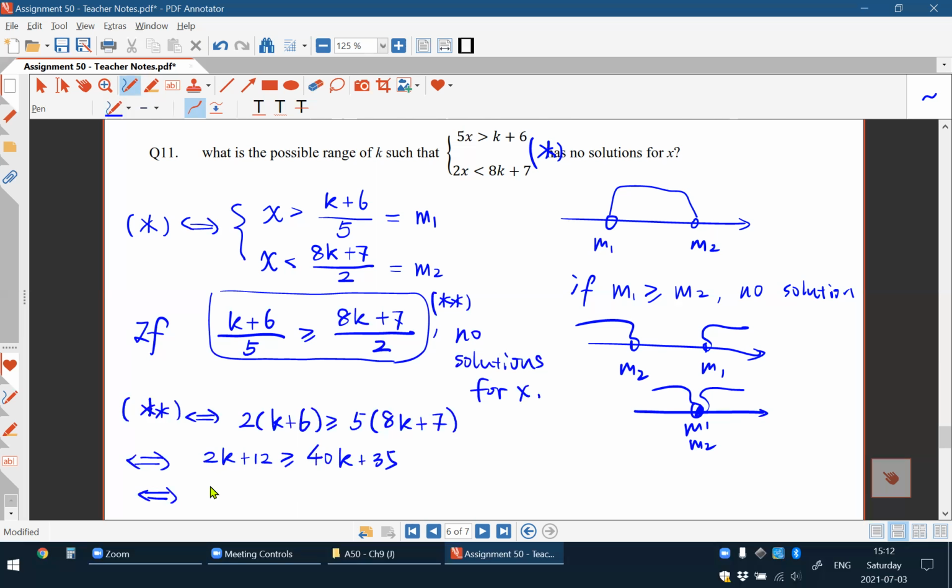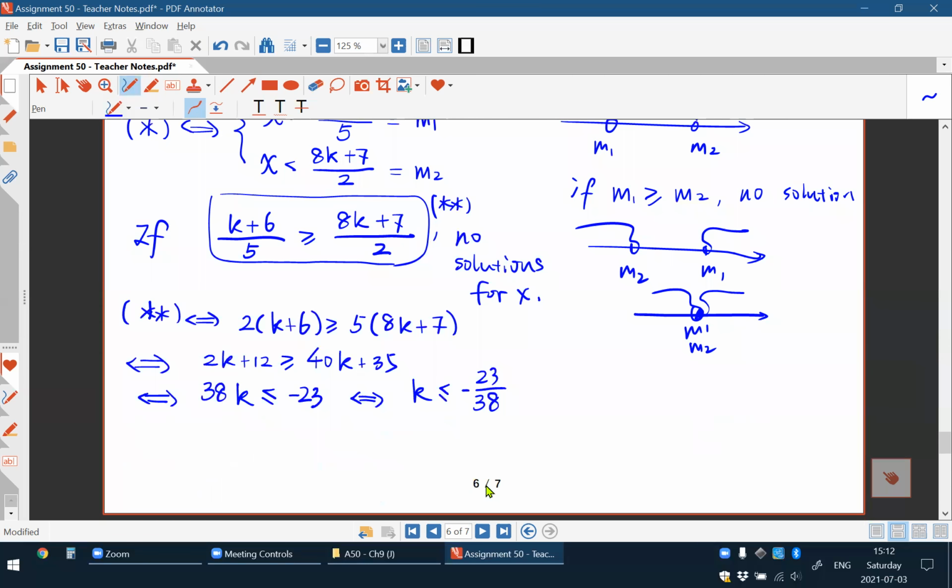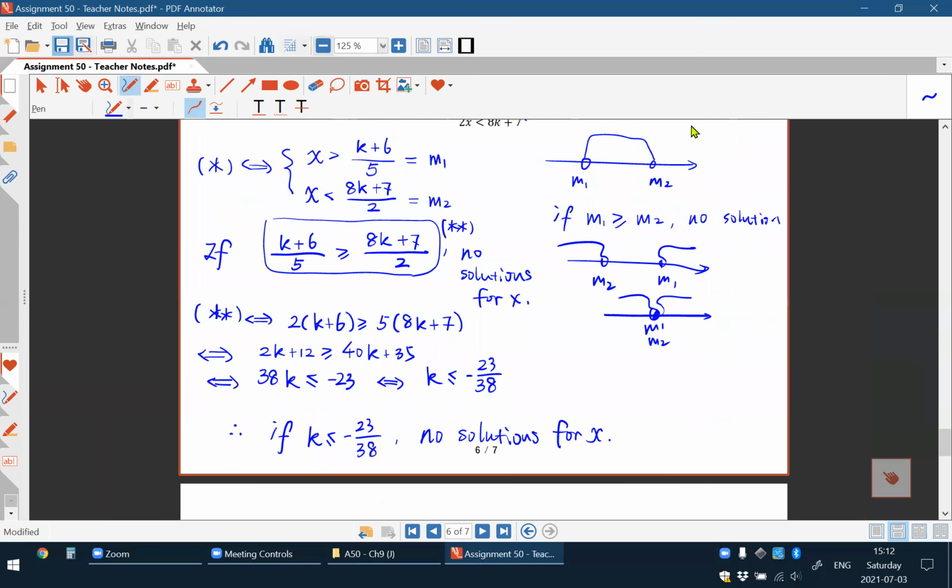And this is equivalent to 38k smaller than or equal to minus 23, and this is equivalent to k smaller than or equal to minus 23 over 38, right? So the final solution is if k is smaller than or equal to minus 23 over 38, no solutions for x. Okay, this is the whole reasoning process for this question.